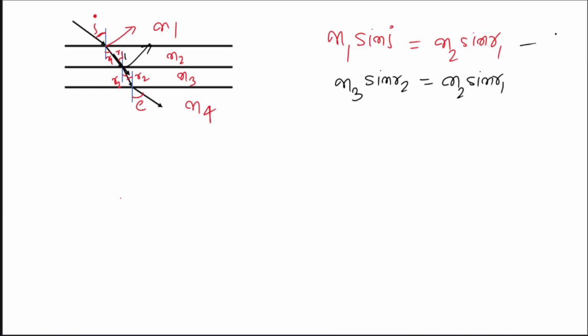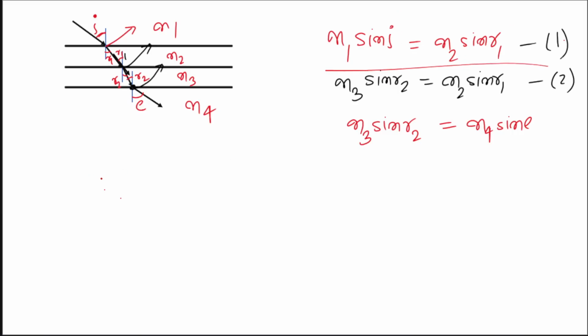It is this, right? Let us say this is equation 1, this is equation 2. Now let us write Snell's law at this point. So at this point, if you write, what you will write here? So you will be writing N3 sin R2 and equal to how much? N4 sin E. Now you do one thing, divide equation 1 and 2.